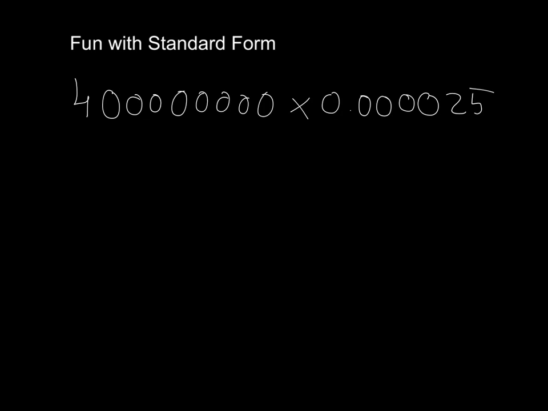Well, I start by putting this in standard form. So all I need to do is count the zeros here. 1, 2, 3, 4, 5, 6, 7, 8. Okay, so this is just 4 × 10⁸. And then I do the same on the other side.